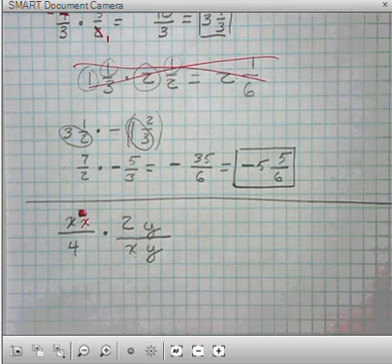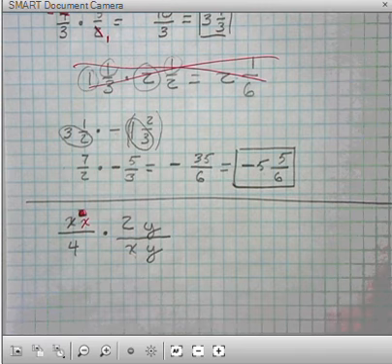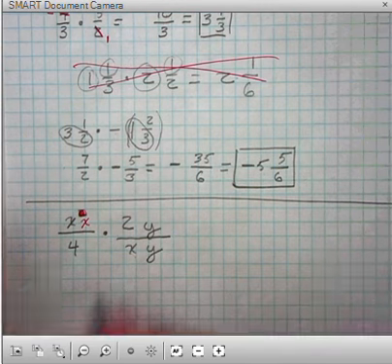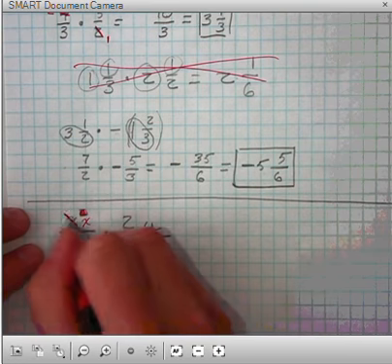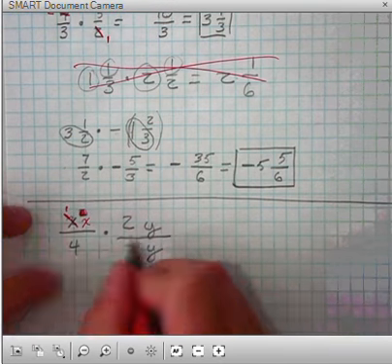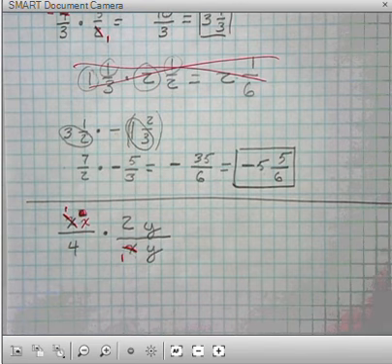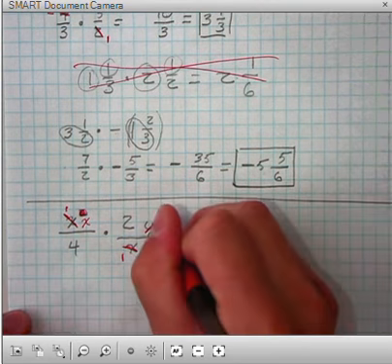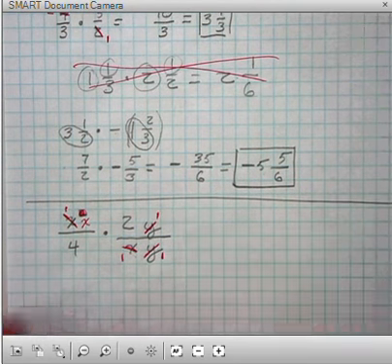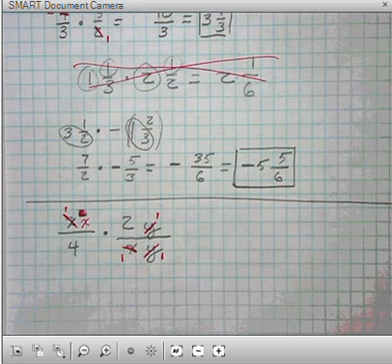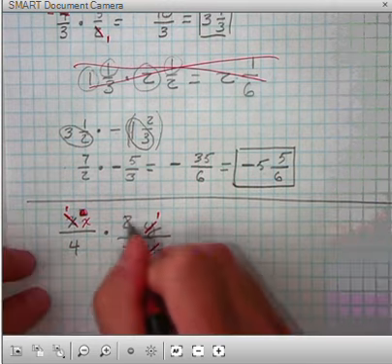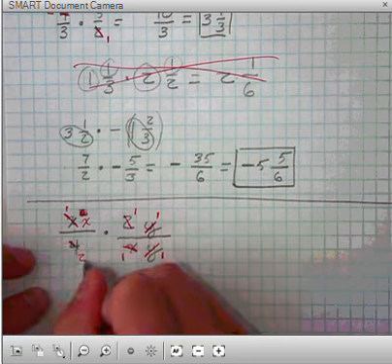And now I'm going to cancel the same way I canceled before. What's something that's on the top and the bottom that I can cancel out? The x's. Sure. I've got an x on the top. X goes into x one time. What's something else that's on the top and the bottom that I can cancel out? Y. Sure, I got a y on the top that I can cancel and a y on the bottom that I can cancel. Anything else? Sure. 2 goes into 2 one time. 2 goes into 4 2 times.